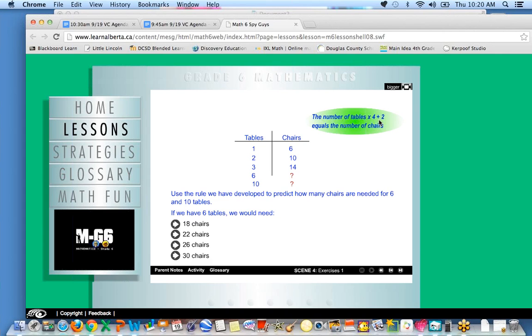Good, Tyler. Yes, you can make sure, try to send me a private message. It makes it so nobody else can see what your answer is. So just to review, the pattern is number of tables, 6 times 4 plus 2.